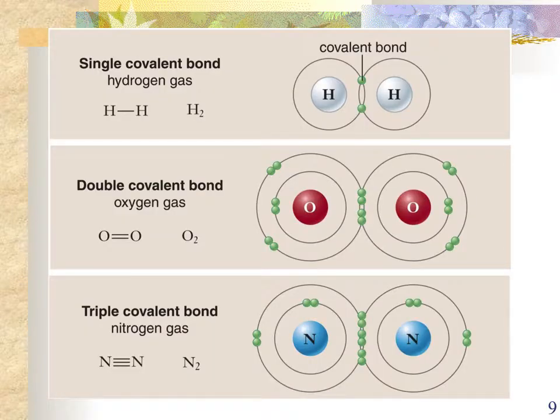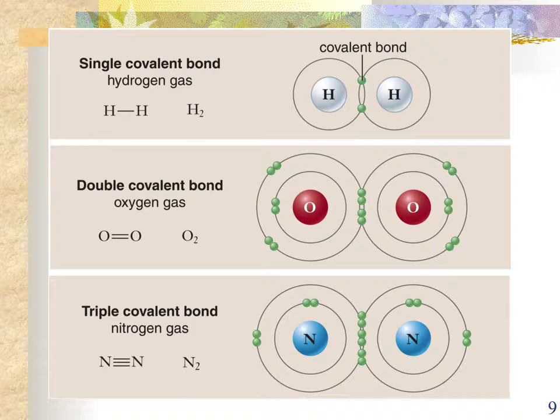So let's look at some covalently bonded molecules. Here we have 3 molecules: hydrogen, oxygen, and nitrogen molecules. And in this case, neither atom can take away electrons from the other atom. They're the same. And so they share the electrons. In the case of hydrogen, they share 1 pair of electrons. In the case of oxygen, they share 2 pair of electrons. And in the case of nitrogen, 3 pair.